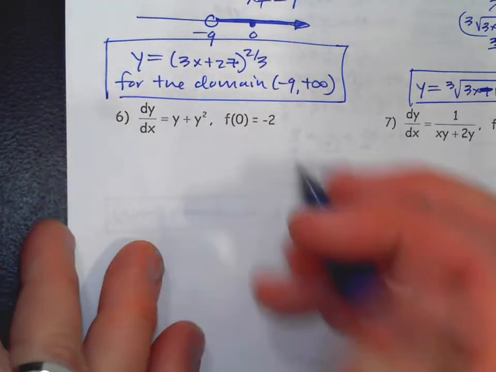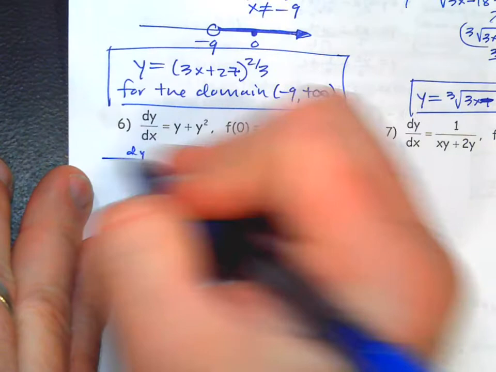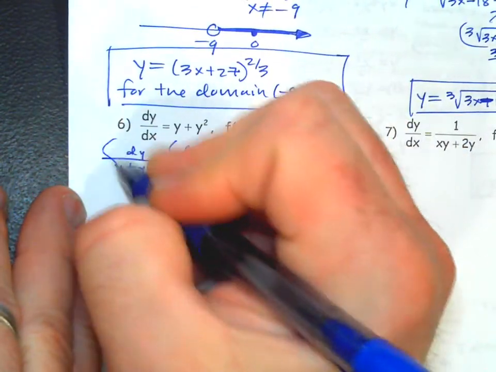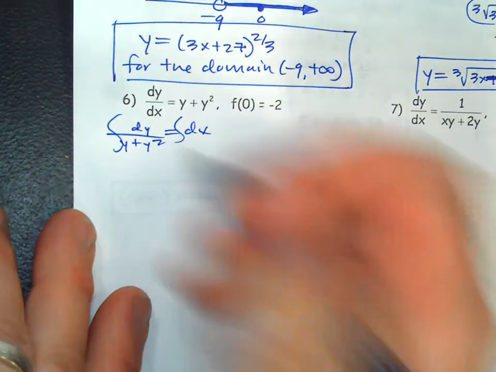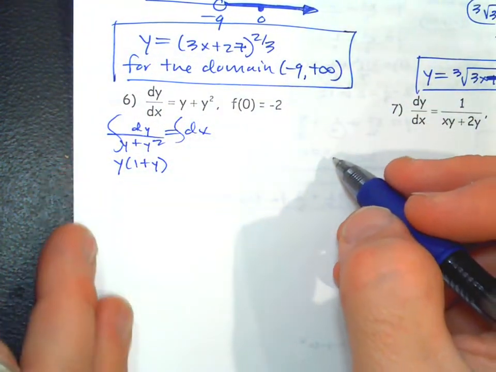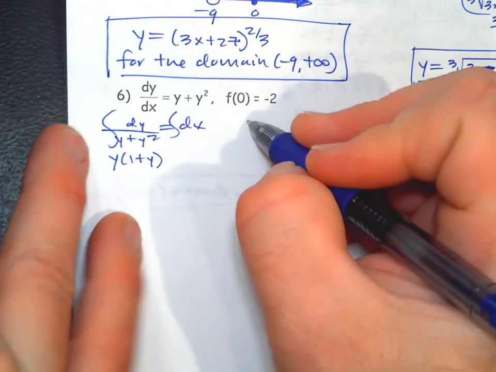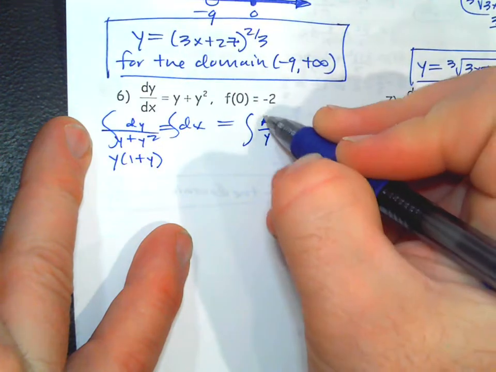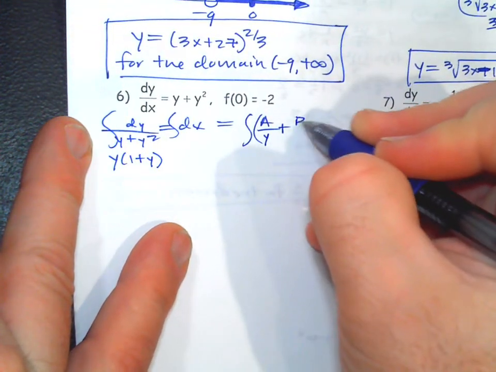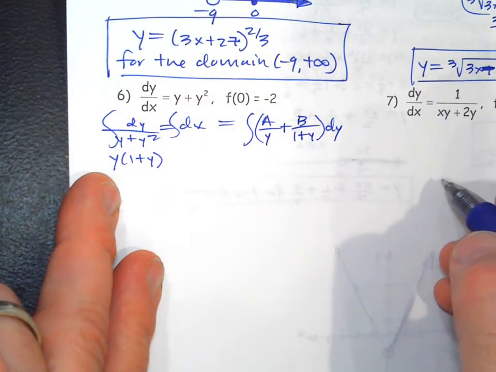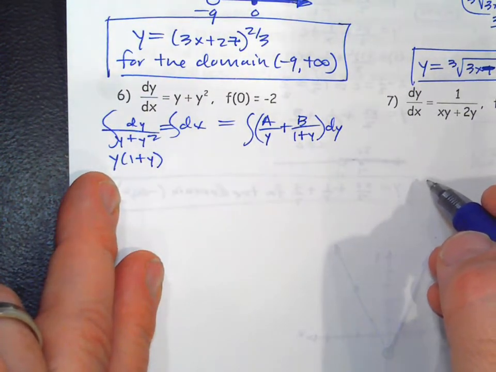Next one. Separate the variables. Integrate both sides. We're running into an issue here. We can't integrate this. We have to use partial fractions. Hey, you guys are friends, right? So that's going to equal a over y plus b over 1 plus y dy. So all of our Heaviside approach.